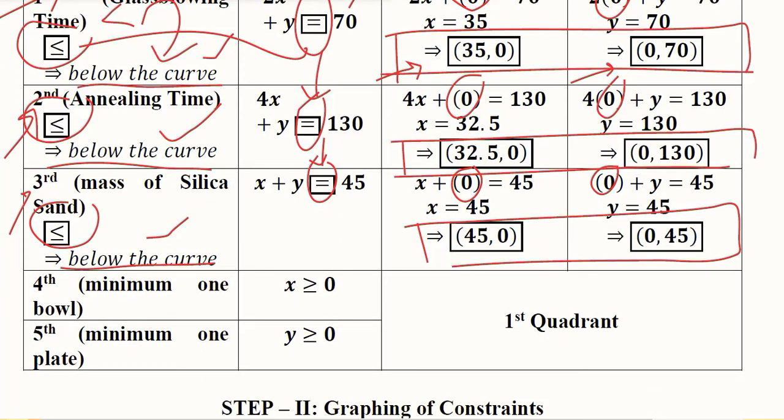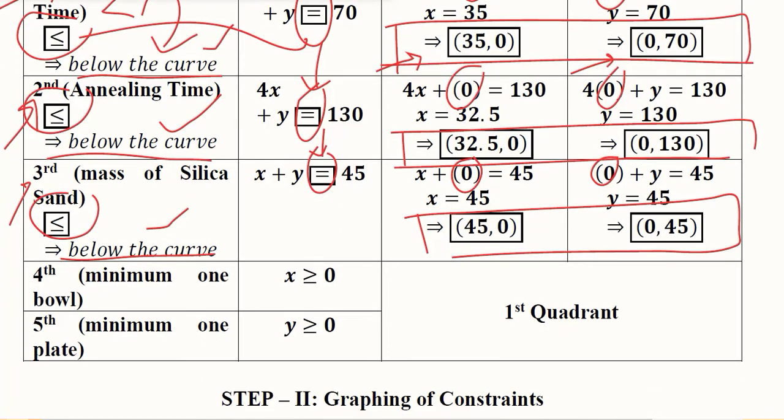Before we go there, just a little reminder of the fourth and the fifth constraints, which suggest non-negativity of x and y, which means that we are producing some bowls and negative production is not logical. It implies that we will remain in the first quadrant and cannot move into the third, second or fourth quadrants.